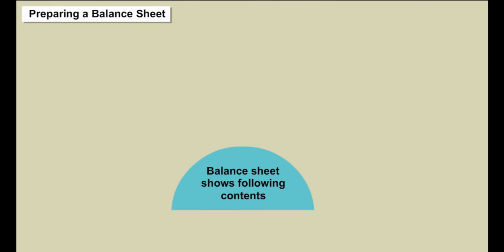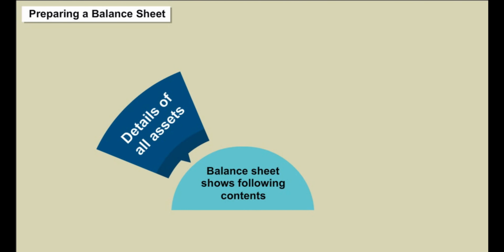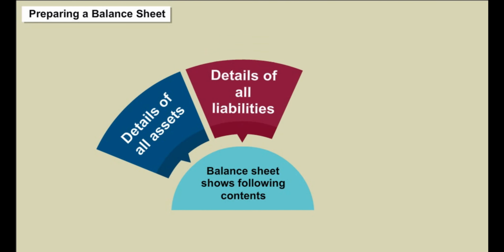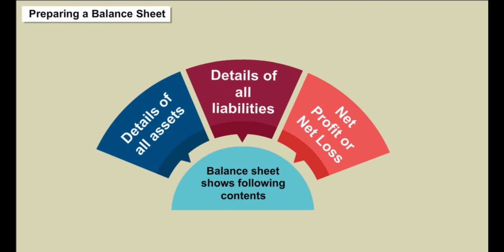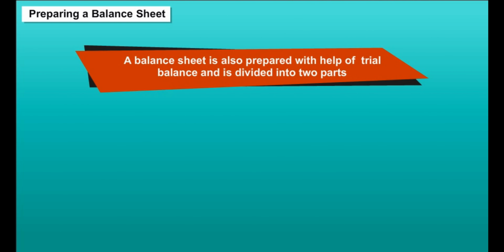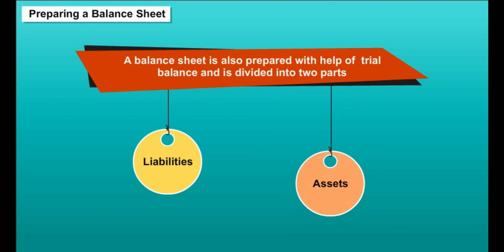Preparing a balance sheet. Balance sheet shows following contents: details of all assets, details of all liabilities, net profit or net loss. A balance sheet is also prepared with help of trial balance and is divided into two parts: liabilities, assets.